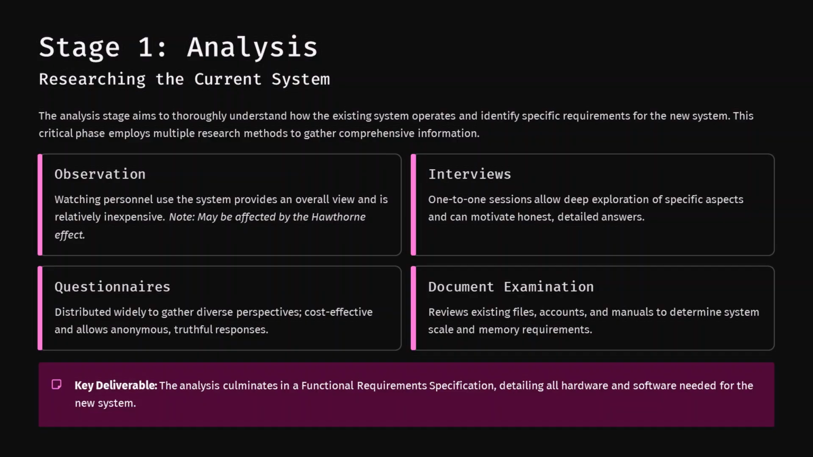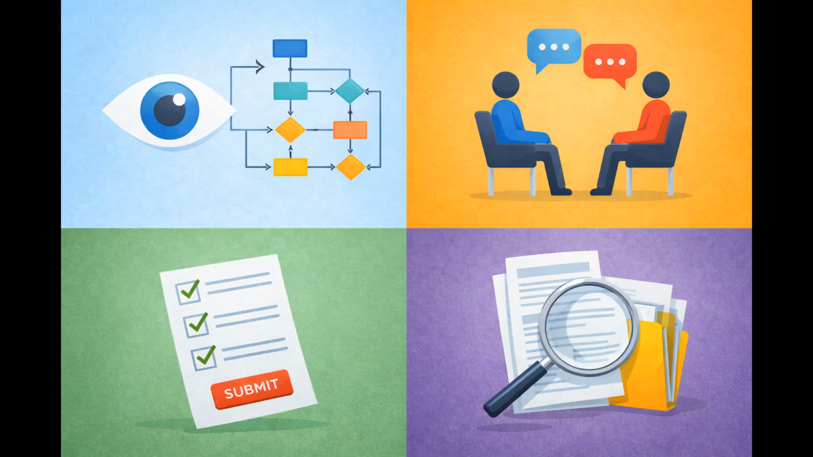There are 4 main research methods you need to know. First, observation. This means actually watching personnel as they use the current system. It gives an overall view of how things work and it's relatively inexpensive. However, there is something called the Hawthorne effect to watch out for. People might behave differently when they know they are being watched.